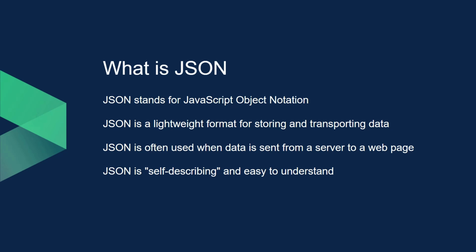So in this video we will discuss what is JSON. JSON, also known as JavaScript Object Notation, is simply a data representation format very similar to XML or YAML.